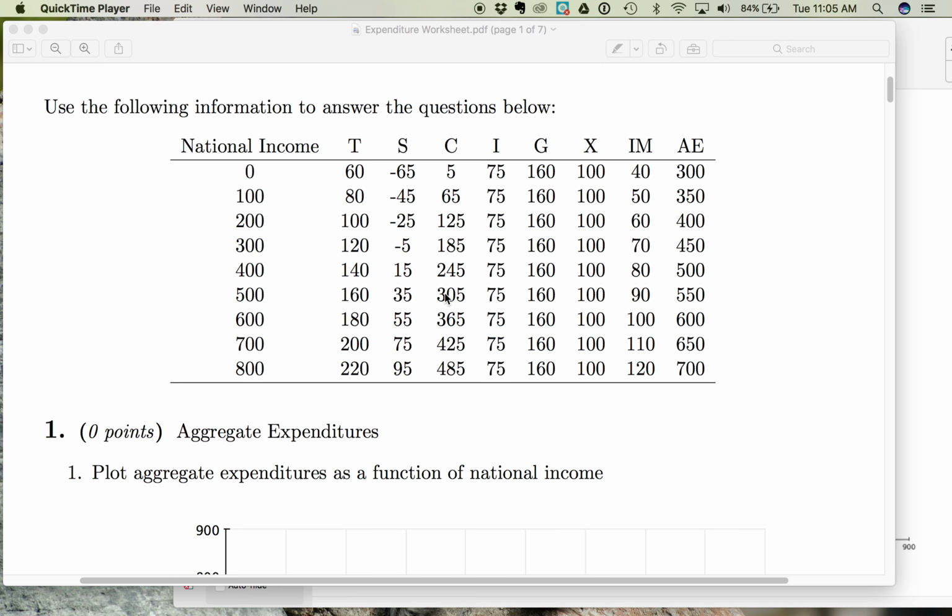So here we have our data. Here's our investment spending, and here's our national income. Notice that when national income is 0, investment spending is 75. As national income increases, investment spending is not changing.